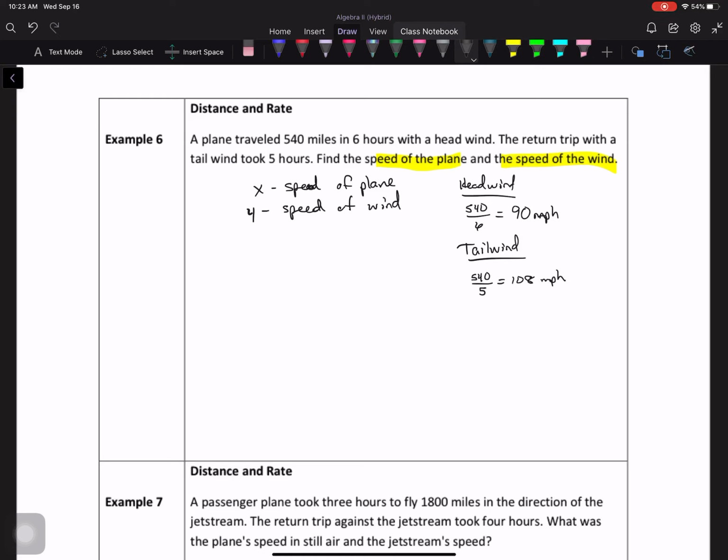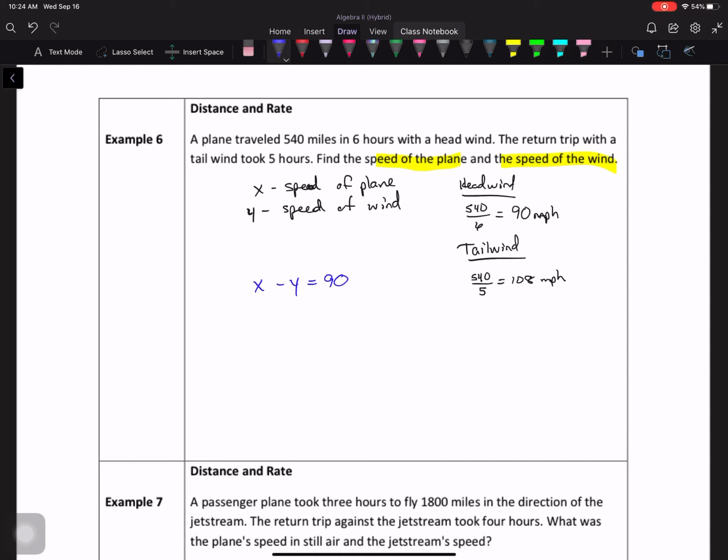So here's why that's useful. When we write these 2 equations down, the first equation, we're going to take the speed of the plane minus the speed of the wind, and that's going to give us an average of 90 miles an hour because the wind is slowing us down. So it's taking off the speed of the plane. Say the speed of the plane was 100 miles an hour, and the wind was 10. It's slowing us down, so we have to subtract the speed of the wind.